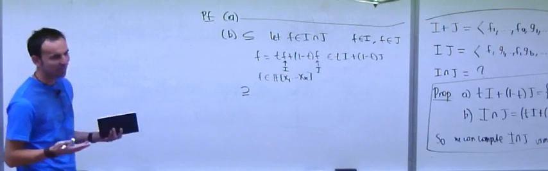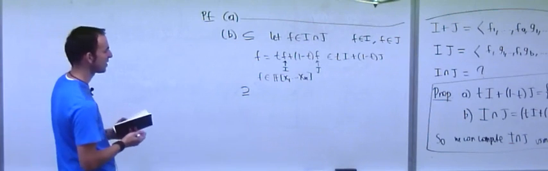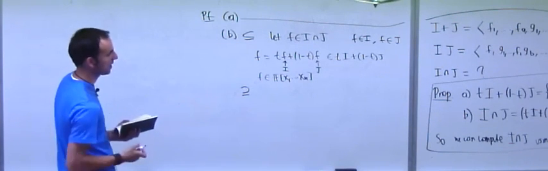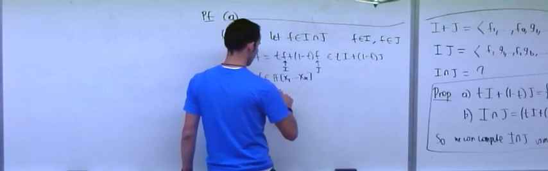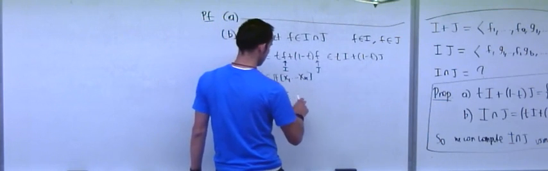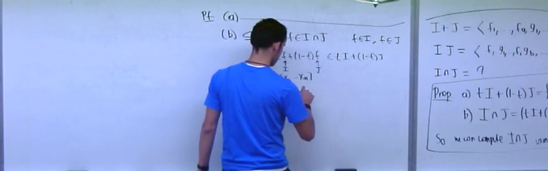Now the other side is also easy, so what am I going to do? I'm going to say, okay, we'll take something in the right-hand side. Let f be in the right-hand side.